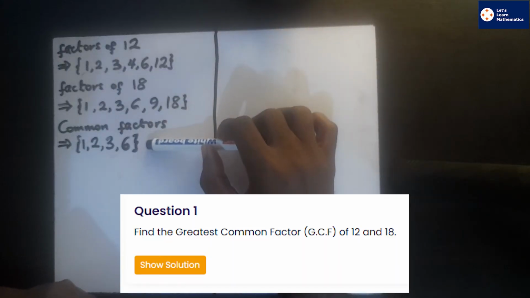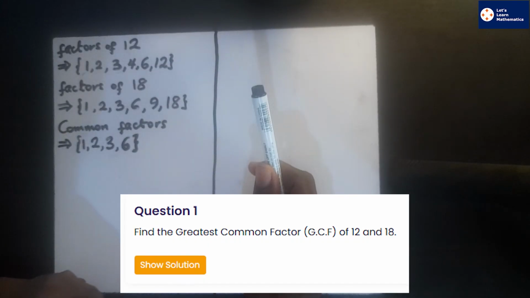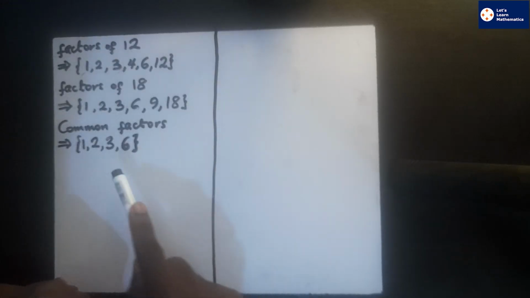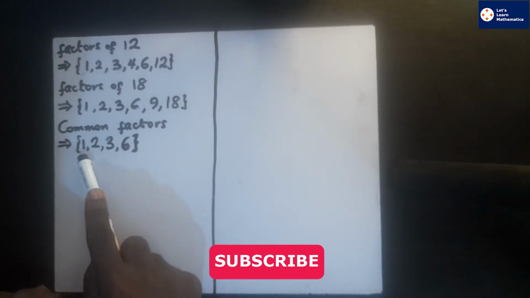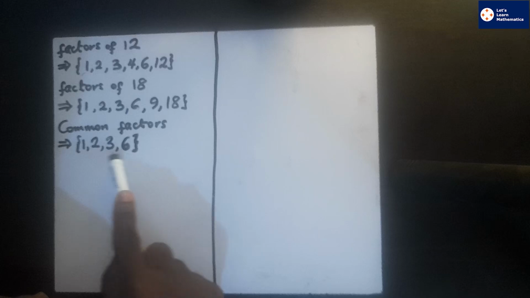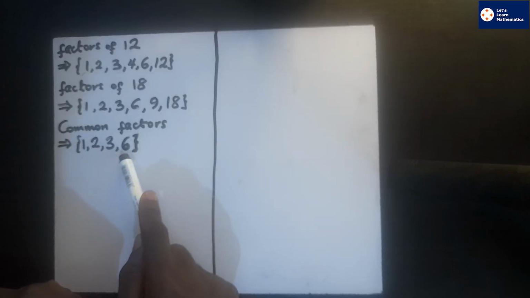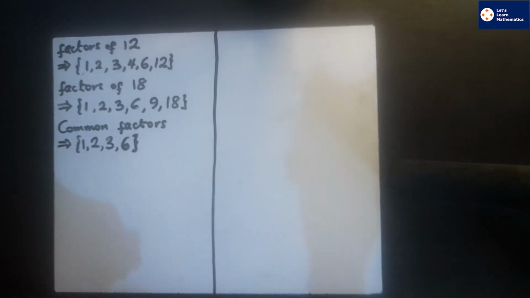So these are the common factors. But the question asked us to find the greatest common factor. The greatest common factor is the greatest number, or the highest number, in the list of common factors. So when you are looking at these numbers, which of them is the highest, or the biggest, or the greatest? We can see that it is what? 6.